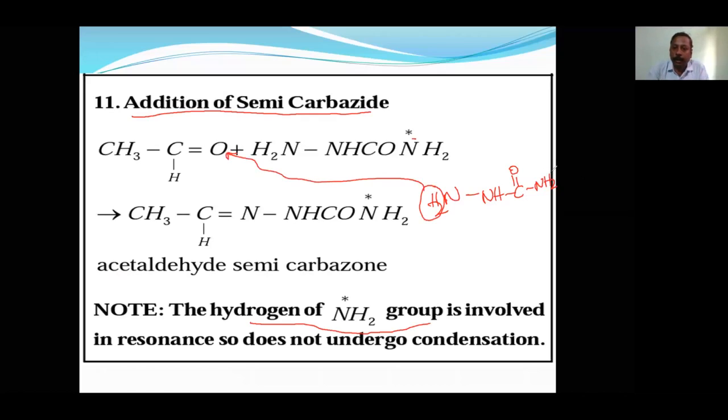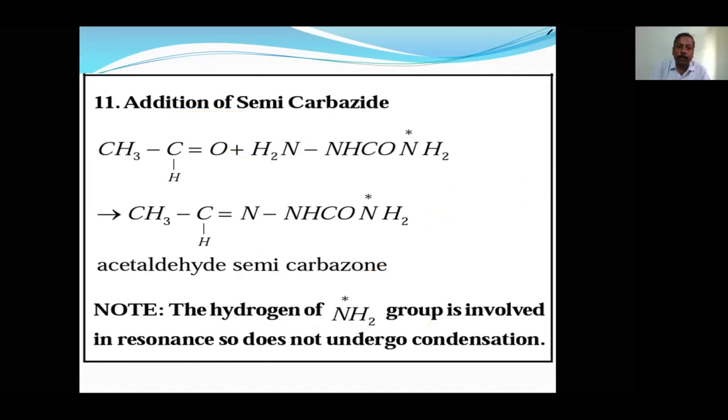There was a question why this hydrogen is not involved. Because this is in resonance, so it is more stable. The substance which is more stable will never be utilized in the reaction. This is unstable, therefore you always remove this hydrogen only, never touch the other hydrogen. So that is the important question of semicarbazide, and the product is semicarbazone. What is the product? Semicarbazone. So the 2,4-DNP test and the semicarbazide test are both very, very important.